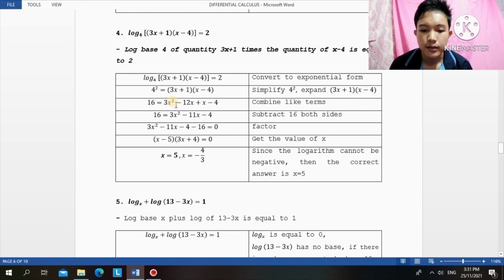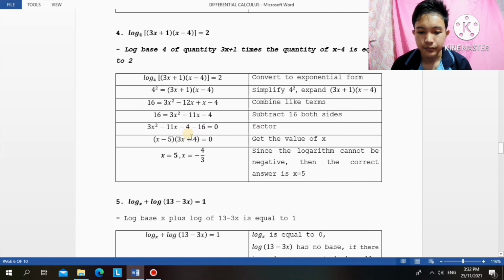Then expand. So 3x plus 1 times x minus 4 is equal to 3x squared minus 12x plus x minus 4. Combine like terms: negative 12x plus x is equal to negative 11x. Then subtract 16 from both sides. So cancel 16, and our equation will be 3x squared minus 11x minus 4 minus 16 is equal to 0. Negative 4 minus 16 is equal to negative 20.